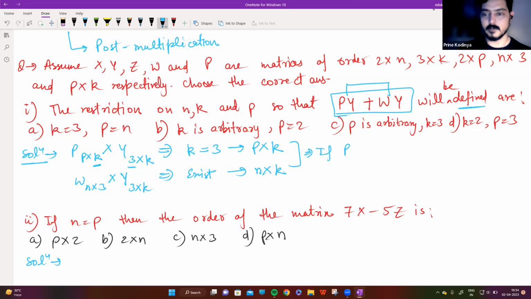So if PY plus WY exists, it means this P cross K has to be equal to N cross K, which means that P is equal to N. These two results are important.